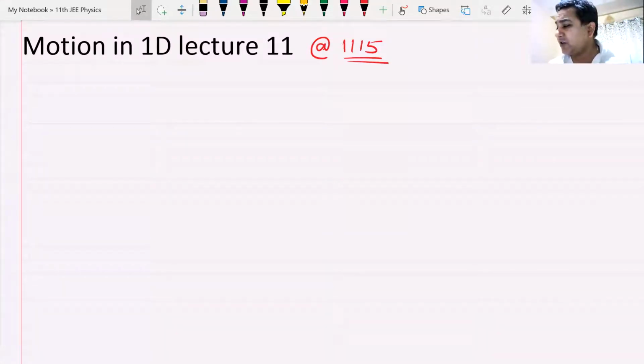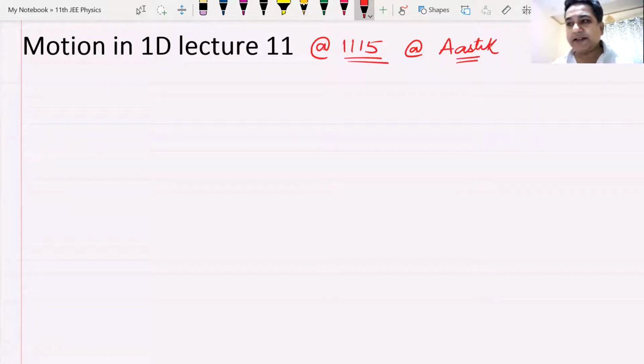Keep your mobile phones off. And if you have to say anything, send it at the ID with the name of Stick. That is the ID where, if you want to chat, you send your messages.